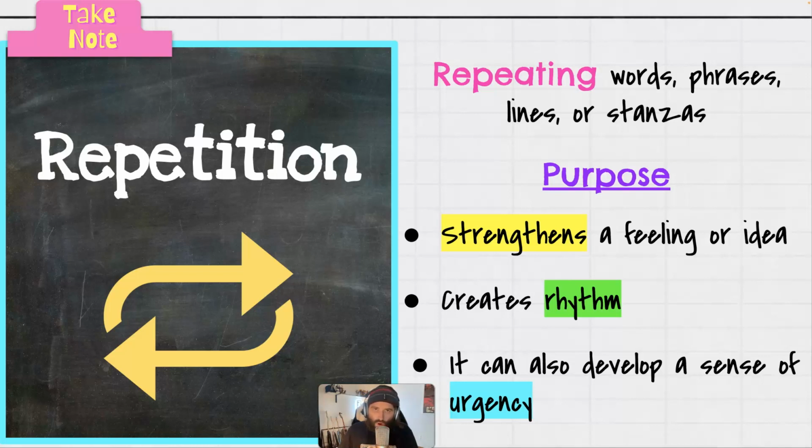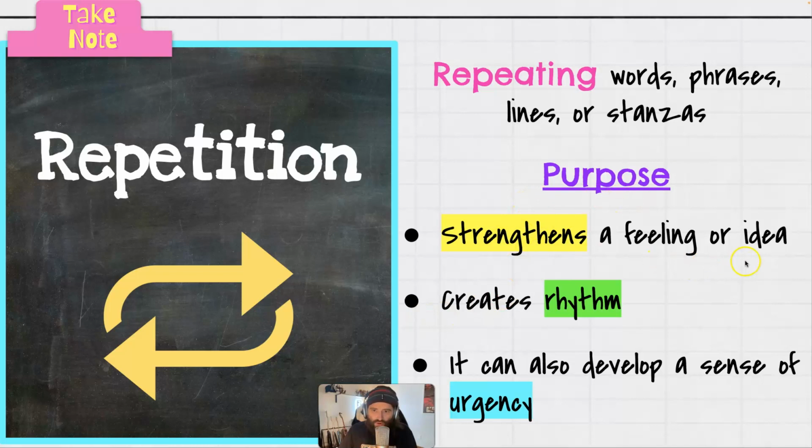Stanzas, you all know a lot. If you listen to a Taylor Swift song, you know all about repetition, repeating stanzas, because that's all Taylor Swift does. She has a 7-minute song, and 5.5 minutes of it is a chorus, repeating the stanza, repeating that chorus. Why do we repeat things?